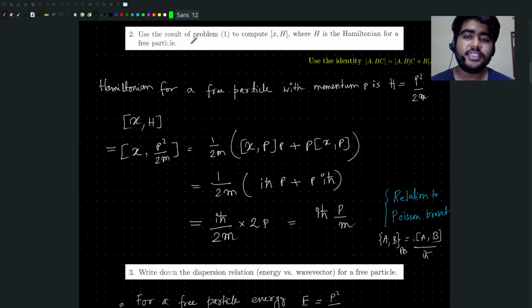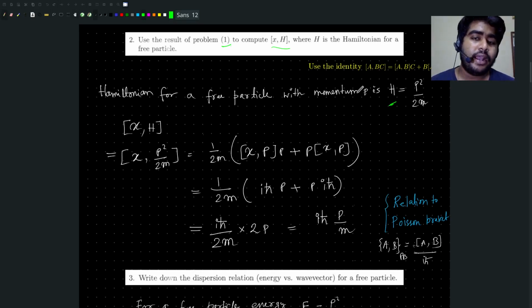So now this asks to use the result of problem 1 to compute [x, H], where H is the Hamiltonian for a free particle. You might be aware that for a free particle, the Hamiltonian is given by p squared by 2m, where p is the momentum of the particle and m is the mass of the particle. And we'll be using the identity that we can take a commutator bracket [a, bc], and this simplifies to [a, b]c plus b[a, c].